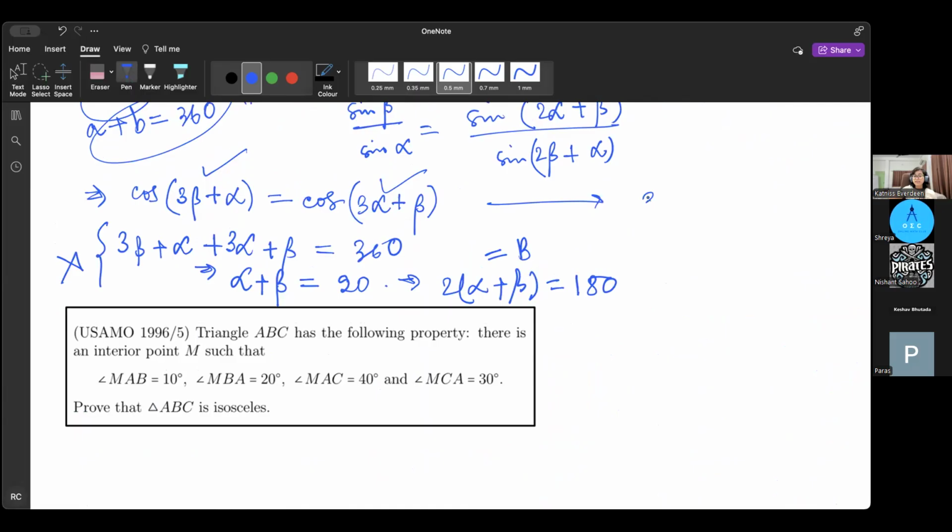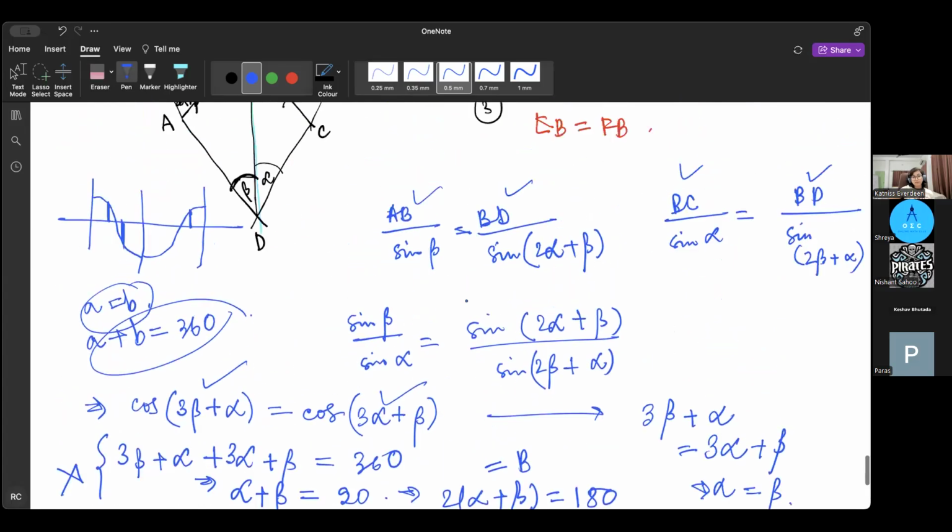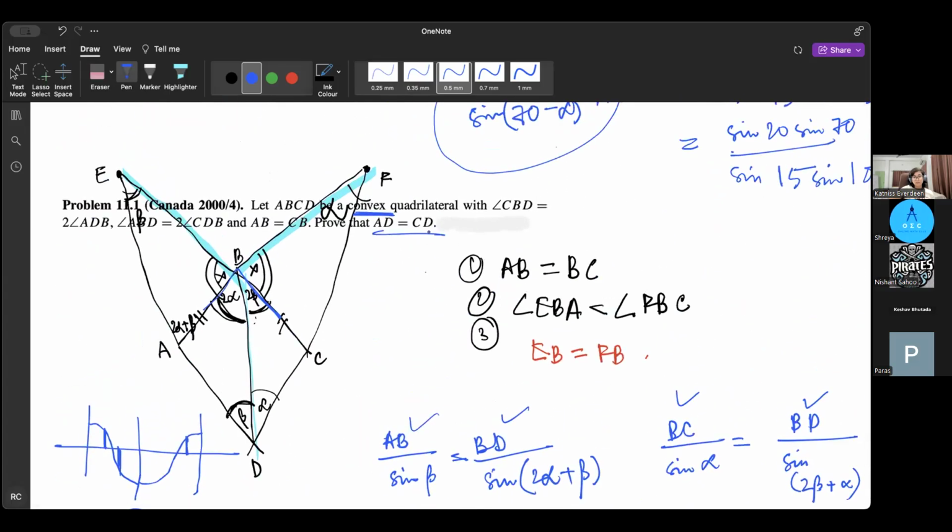So the only remaining case is when 3 beta plus alpha equals 3 alpha plus beta, and that is the case when alpha equals beta. So we just get the same thing, and by congruence our earlier conclusion will just follow. So we will get that AD equals BC. Is this problem clear to everyone?